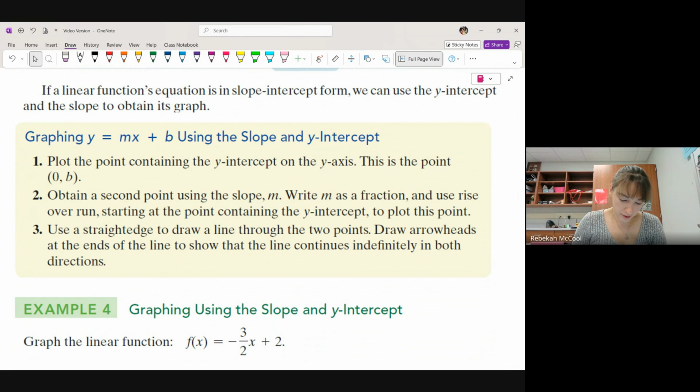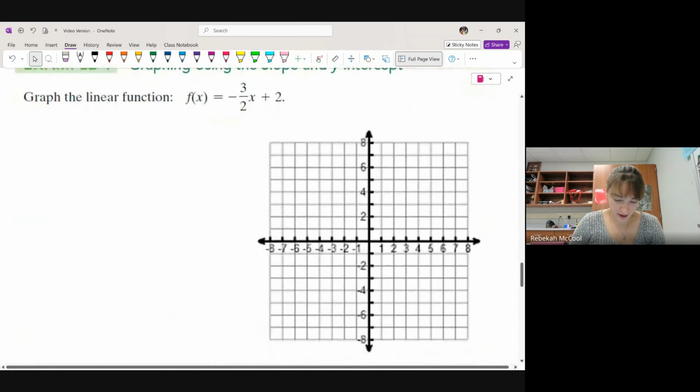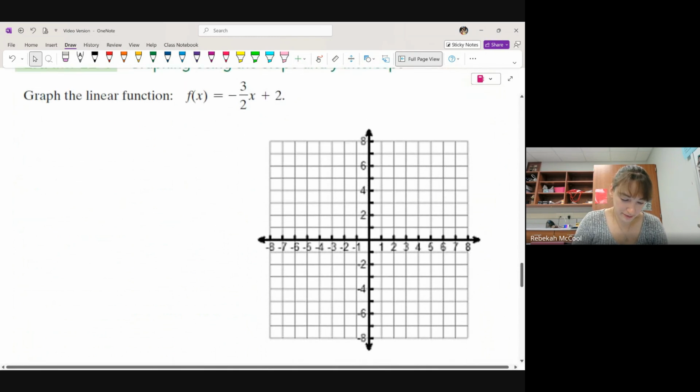The y-intercept is what we're going to graph first. It's on the y-axis, so something to consider is that b is actually representing the point (0, b). Since it's on the y-axis, it has an x-coordinate of 0. Once we plot that, then we can use our slope. You can write m as a fraction and use that rise over run idea, starting at the point containing the y-intercept. I usually like to draw as many points as I can, and then connect the dots from there.